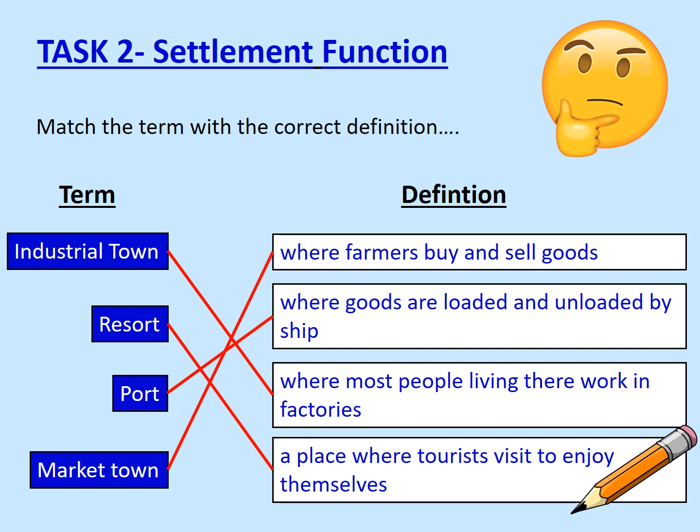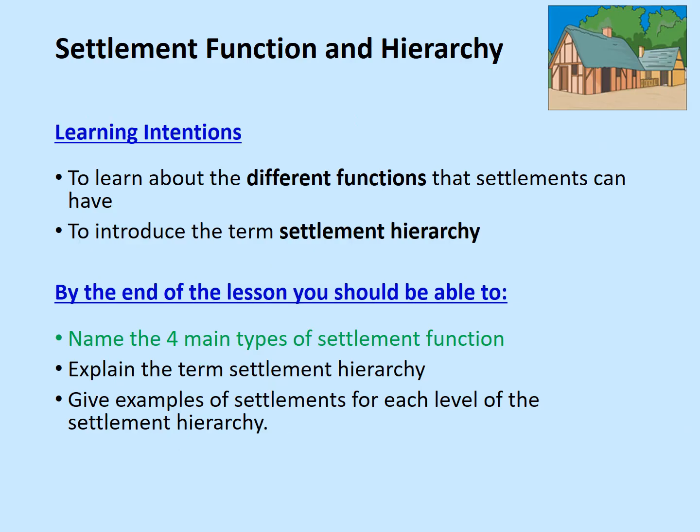Now, as we discussed, settlements can have more than one function. They might be an industrial town and they might be a port, for example. They could have various functions, but some may be more important than others. So our first aim today, by the end of the lesson, is that we should be able to name the 4 main types of settlement functions. We've just covered that. What we're going to look at next is the term settlement hierarchy, and to try and give examples of settlements for each level of the settlement hierarchy.